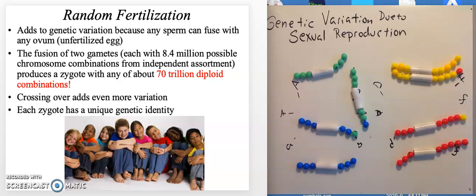So when you put together independent assortment and random fertilization, you can get over 70 trillion different combinations from 2 parents that are heterozygous at 1 locus on every set of chromosomes for humans. So genetic variation is vastly increased by these components of meiosis and sexual reproduction.